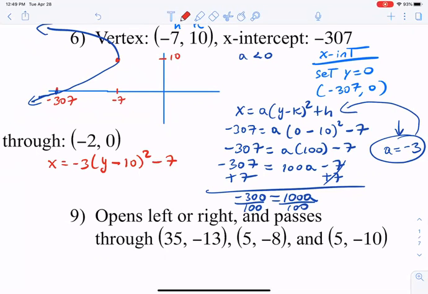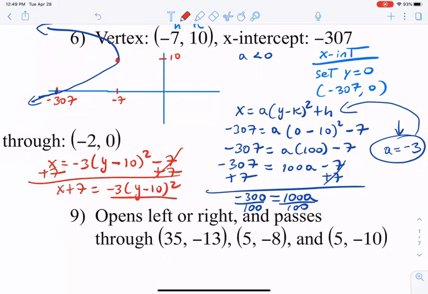And that's what we have so far. So now what we need to do, let's double check this just in case we make silly mistakes. So x equals -3, y minus k is 10, squared. Well, that looks good so far. And now what we need to do is add 7 on both sides. So this cancels out. So we have x plus 7 equals -3, y minus 10 squared, and then we divide by -3, and the answer should be -1/3 times x plus 7, and this is y minus 10.